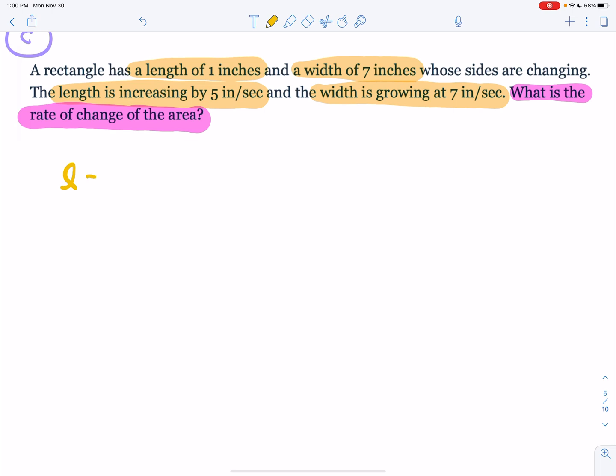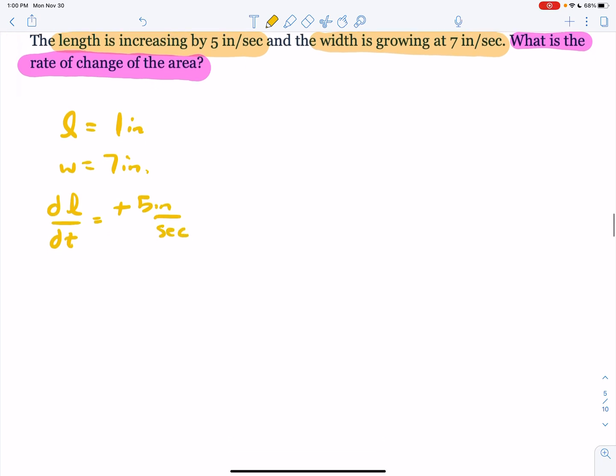Write down what we're given. Length is 1 inch. Width is 7 inches. Length is increasing, so dL over dt is a positive rate of 5 inches per second. Okay? The width is growing at 7 inches per second, so dW over dt is going to be a positive 7 inches per second. Positive because it's growing, okay? Now, what is the rate of change of the area? Okay, so notice how we don't use perimeter here.